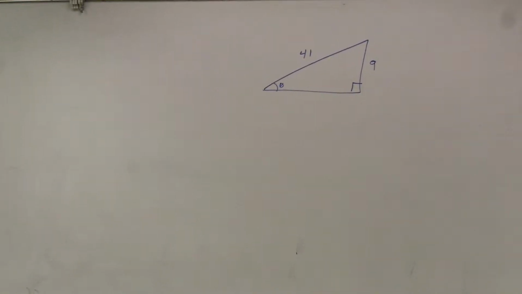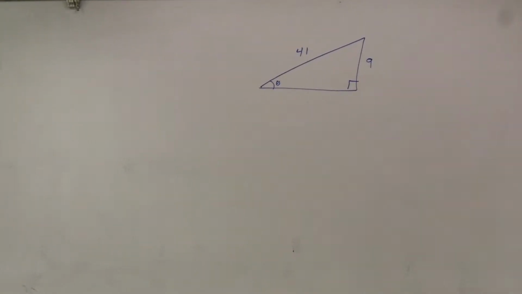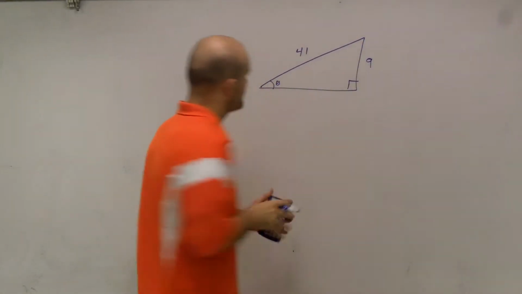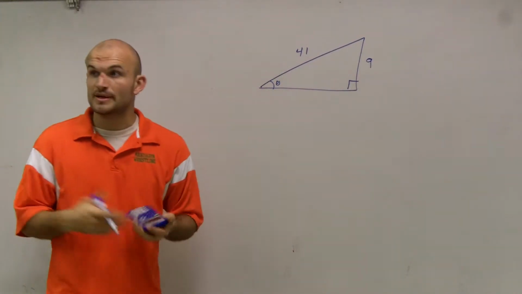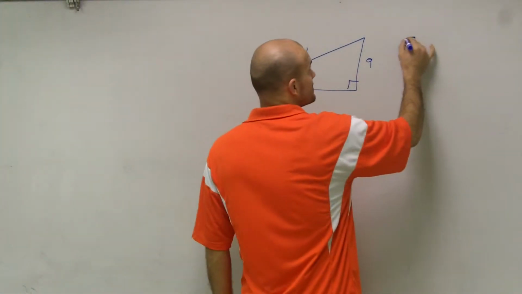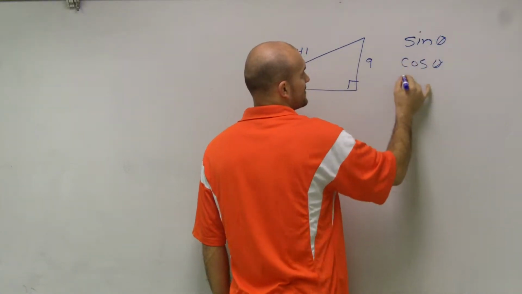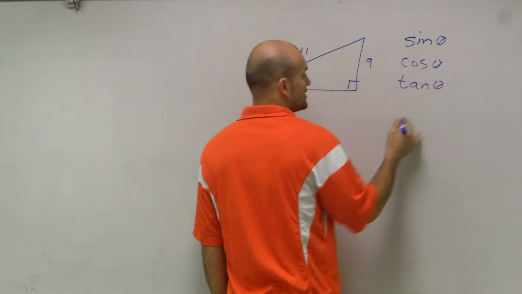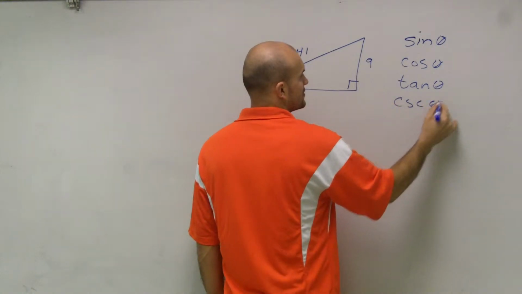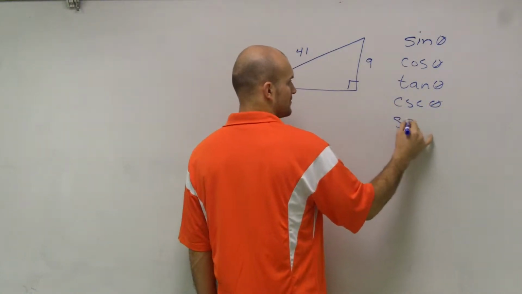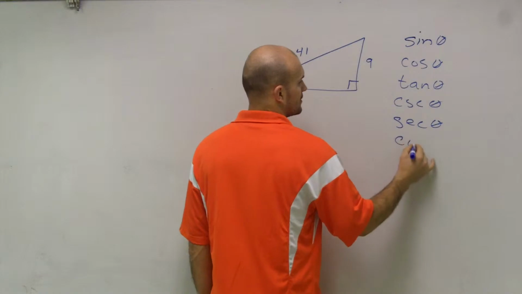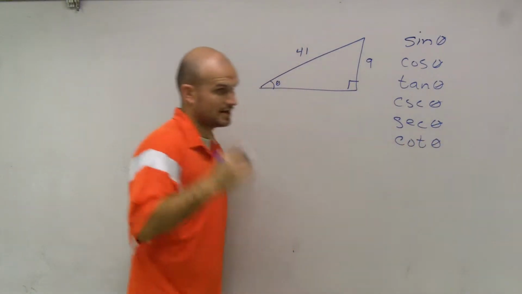So I know it's been a while, so I just want to make sure I go through what we need to do to solve for this problem. It asks us to find the 6 trigonometric functions. That means we need to find our sine of theta, cosine of theta, tan of theta, cosecant of theta, secant of theta, and cotangent of theta.